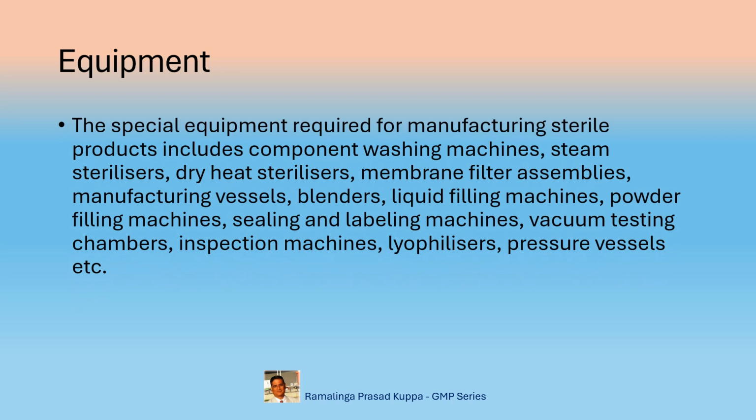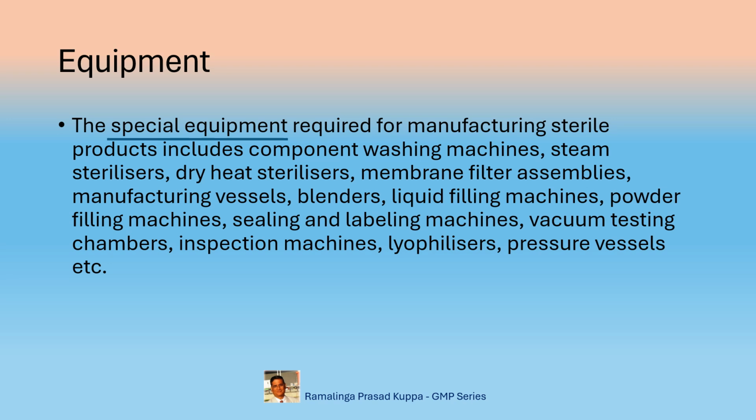Equipment. The special equipment required for manufacturing sterile products include component washing machines, steam sterilizers, dry heat sterilizers, membrane filter assemblies, manufacturing vessels, blenders, liquid filling machines, powder filling machines, sealing and labeling machines, vacuum testing chambers, inspection machines, lyophilizers, pressure vessels, etc. The construction material used for the parts which are in direct contact with the products and the manufacturing vessels may be stainless steel 316 or borosilicate if glass containers are used in the manufacturing.